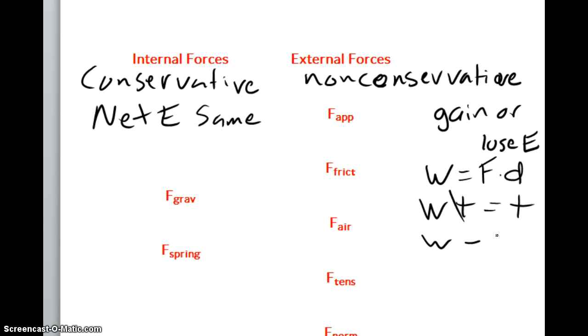So what happens is the total amount of energy in the system for forces that are external can change, where the total amount of energy in the system for forces that are internal stays the same. Okay? So with the force of gravity and force of a spring, you know that the net energy in that system is the same, and you can do the potential and kinetic energy transfer. For external forces, you need to be able to figure out what work is being done. If that work is positive, you need to add that work to the system. If the work is negative, you need to take away that work from the system.